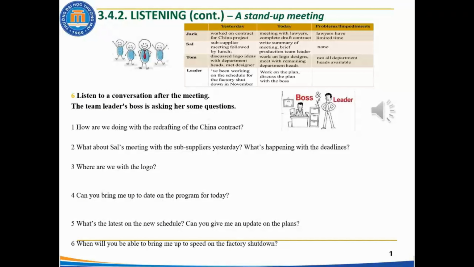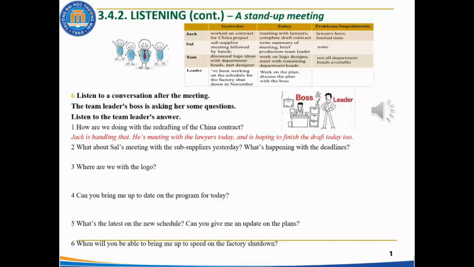Alright, so now we'll check the answer together. So for number 1, the leader said, Jack is handling that. He's meeting with the lawyers today and is hoping to finish the draft today too. Right? So the information can be found here. And for number 2, the leader said, they agreed some new deadlines, but I haven't seen them yet. I'm sure they'll be okay, right?